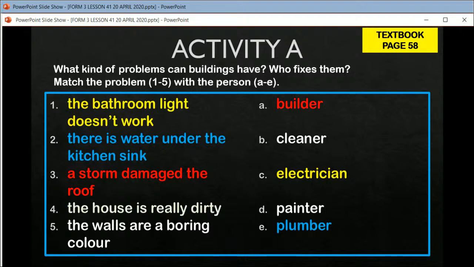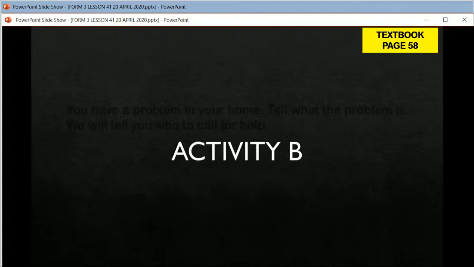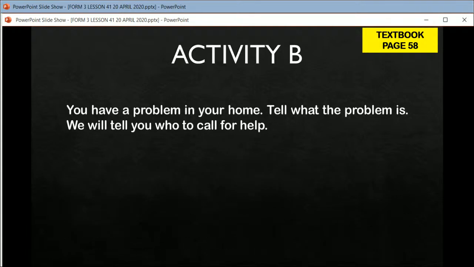The house is really, really dirty. Li Hong said we can clean ourselves, but if you don't want to clean yourself, then you get the cleaner. And then the walls are a boring color, and so you get a painter. So you all did extremely well for this activity A. It's very, very simple, right? Okay, let's look at activity B.